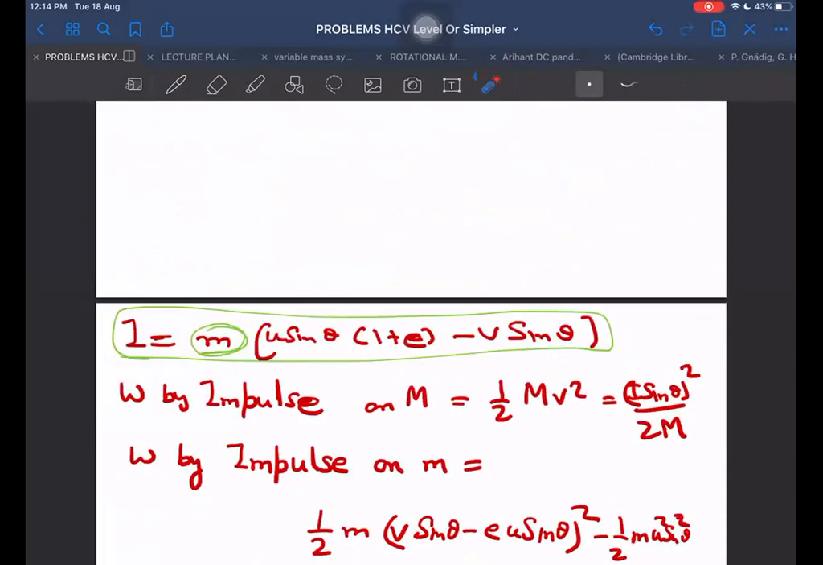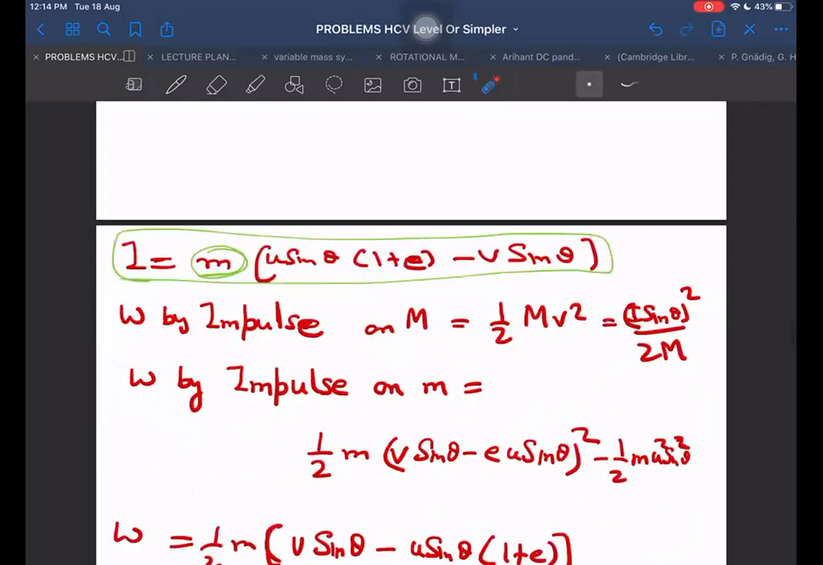What will be the work done by the impulse on small m, or the work done by the impulse on capital M? Work done by impulse will be nothing but the change in kinetic energy. Kinetic energy is initially 0. That can be simply written as half m v square, and you know what mv is, you can find it out easily and get the answer.